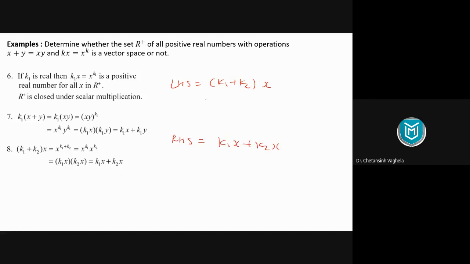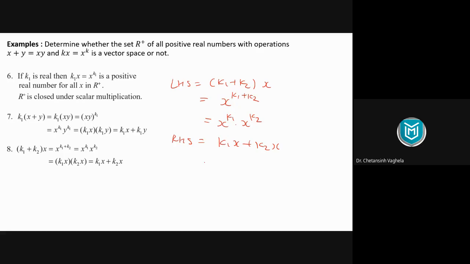Now (k1 plus k2) times x, what is the definition of scalar multiplication? Whatever scalar you have, it should go to the power. So this will be x power (k1 plus k2). Now we can simplify this as x power k1 into x power k2. So that's your left hand side.